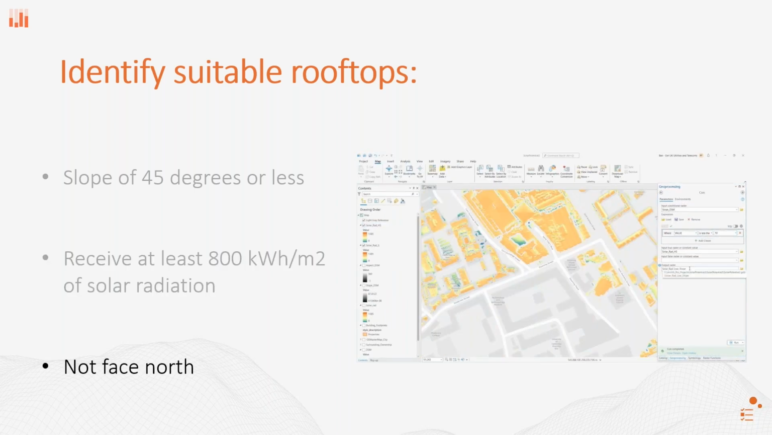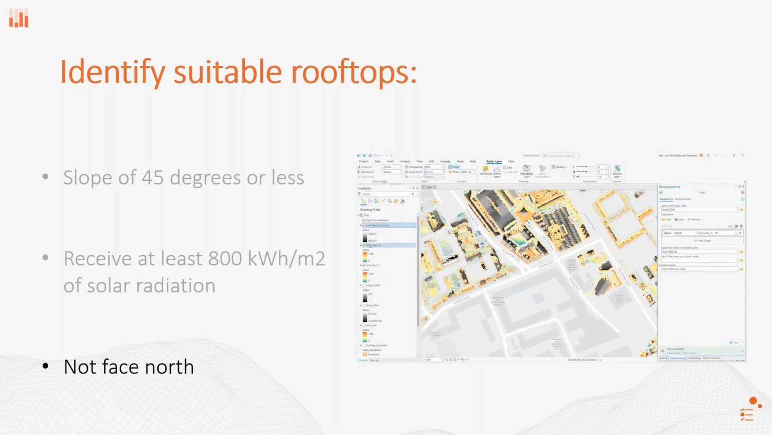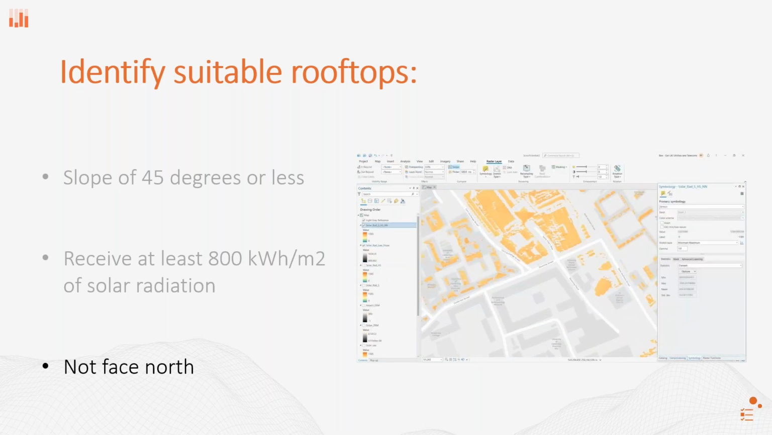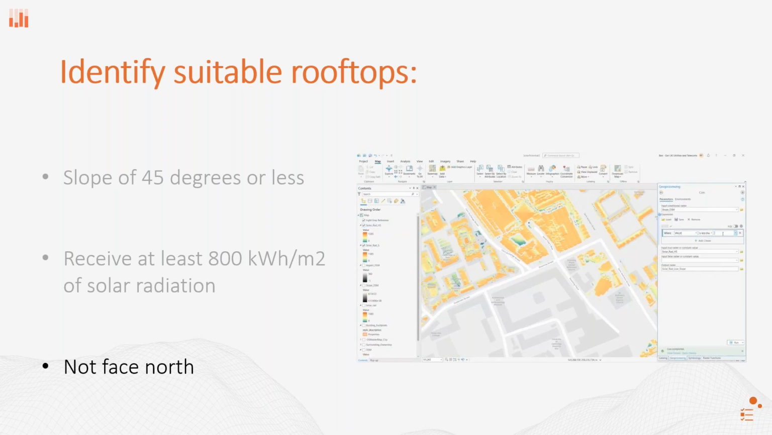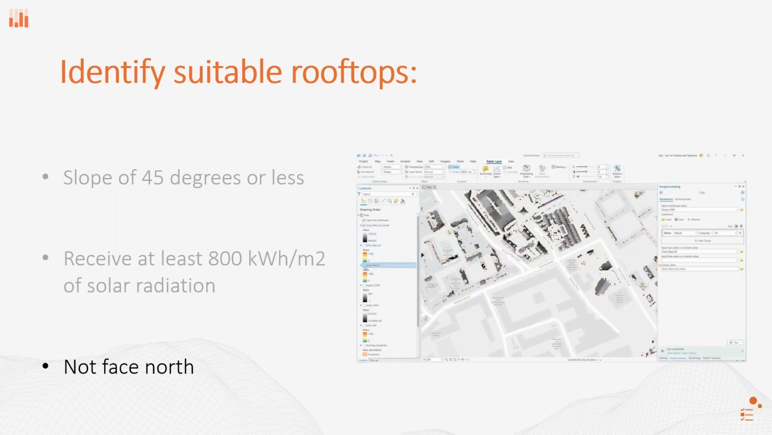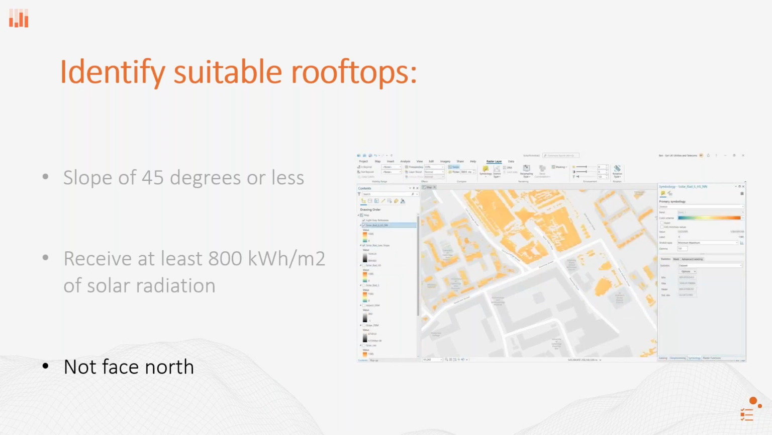And finally, our rooftops should not be north-facing, as we're in the northern hemisphere, and north-facing rooftops tend to receive less sunlight. So many of the north-facing rooftops were actually removed when we removed the areas of low radiation, but some did remain, and that's why we're just going to run this step.